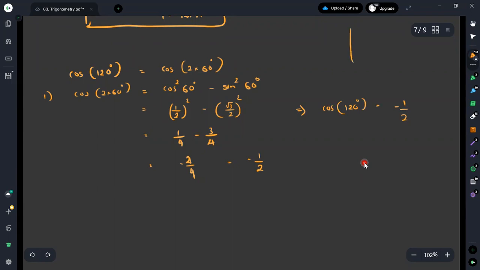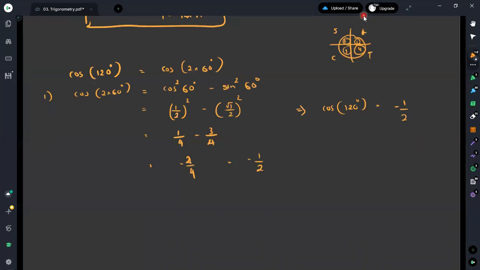Now you can see, if we consider the quadrant rule, first, second, third, and fourth quadrant, in the first quadrant all are positive, in the second only sine is positive, and cosine and tangent are positive in the third and fourth quadrants respectively. Since 120 degrees falls into the second quadrant, you can see that the cosine value of this angle is a negative value.